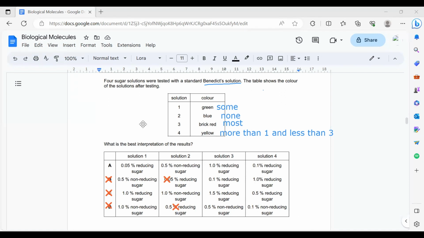So your correct answer will be option 1, because solution 2 has non-reducing sugar, so it is blue. Solution 1 has some reducing sugar, so it is just green. Solution 3 has the most percentage of reducing sugar, so it is brick red. And solution 4 has less than 3, 0.1 is less than 3, but it has more than solution 1, 0.05 is less than 0.1. So solution 4 has a higher concentration of reducing sugar than solution 1. So your option is 10A.